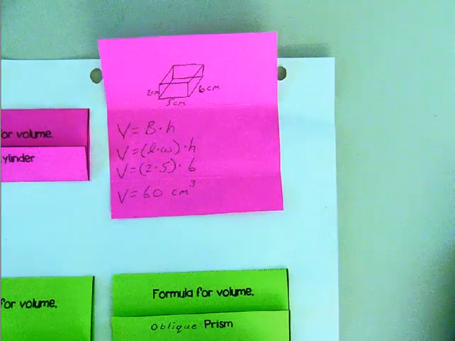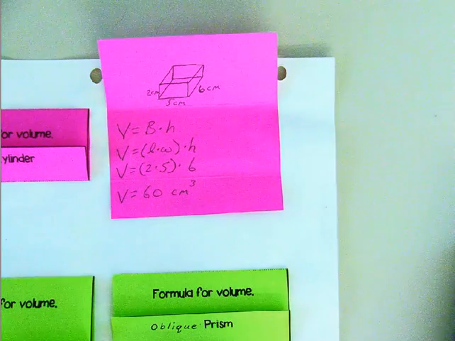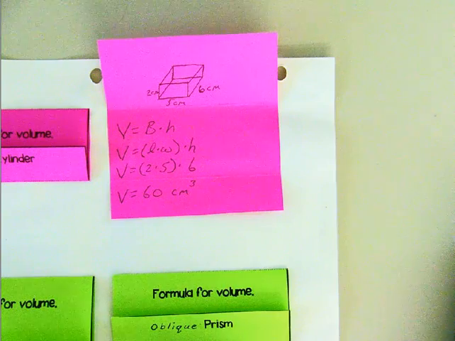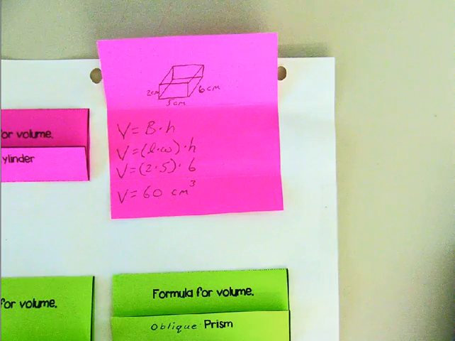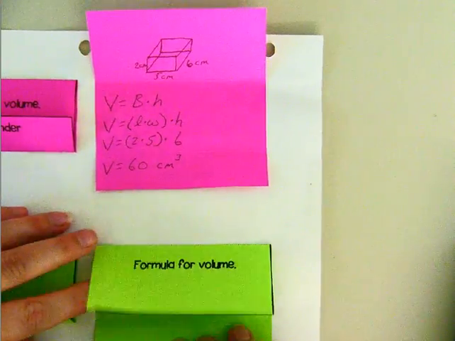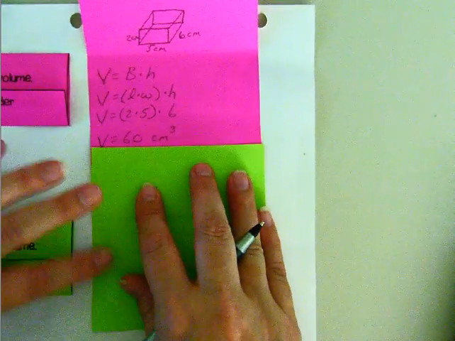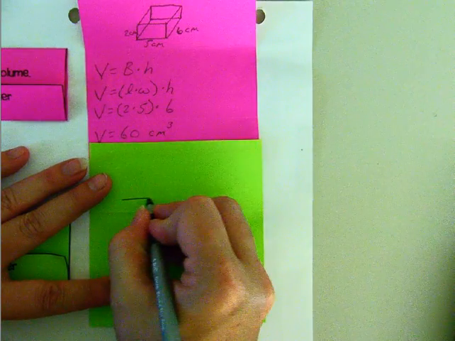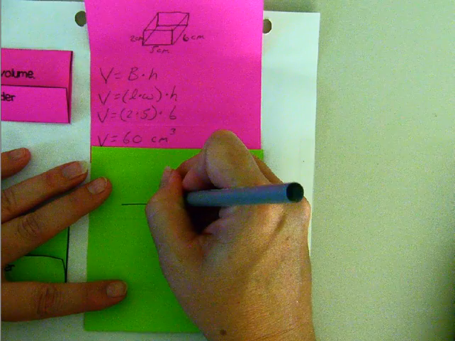It really doesn't matter which dimension you assign to length, width, and height, as long as you're using all 3 of them, since we're multiplying everything. All right, let's go on to another prism. So for this one, I'm going to do a triangular prism.